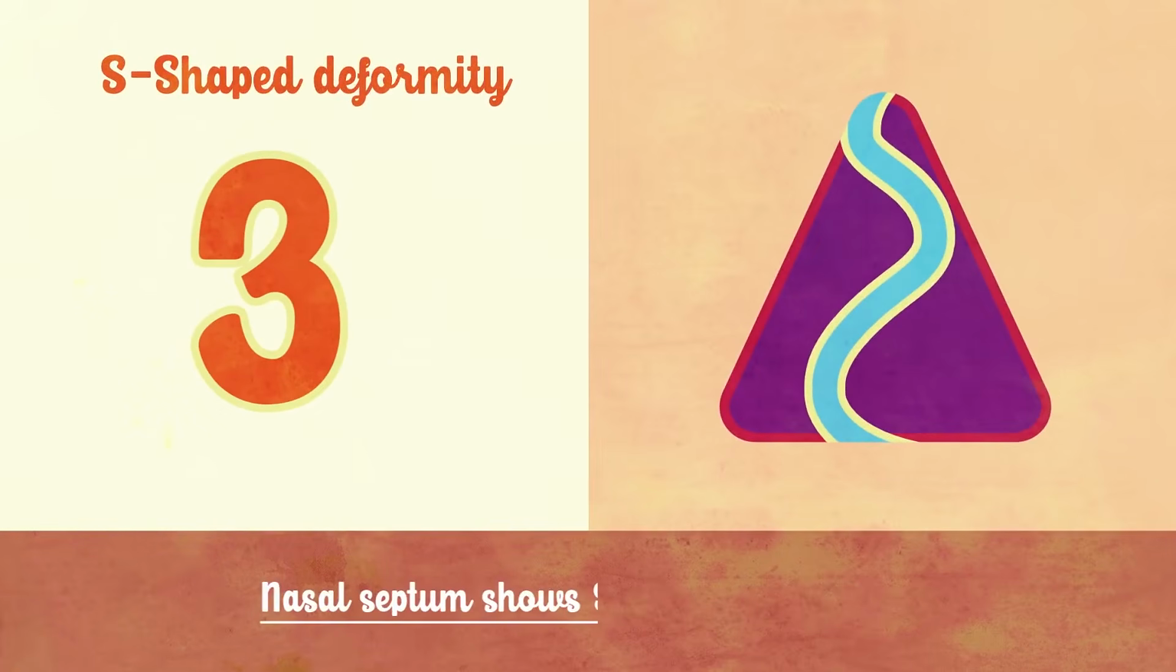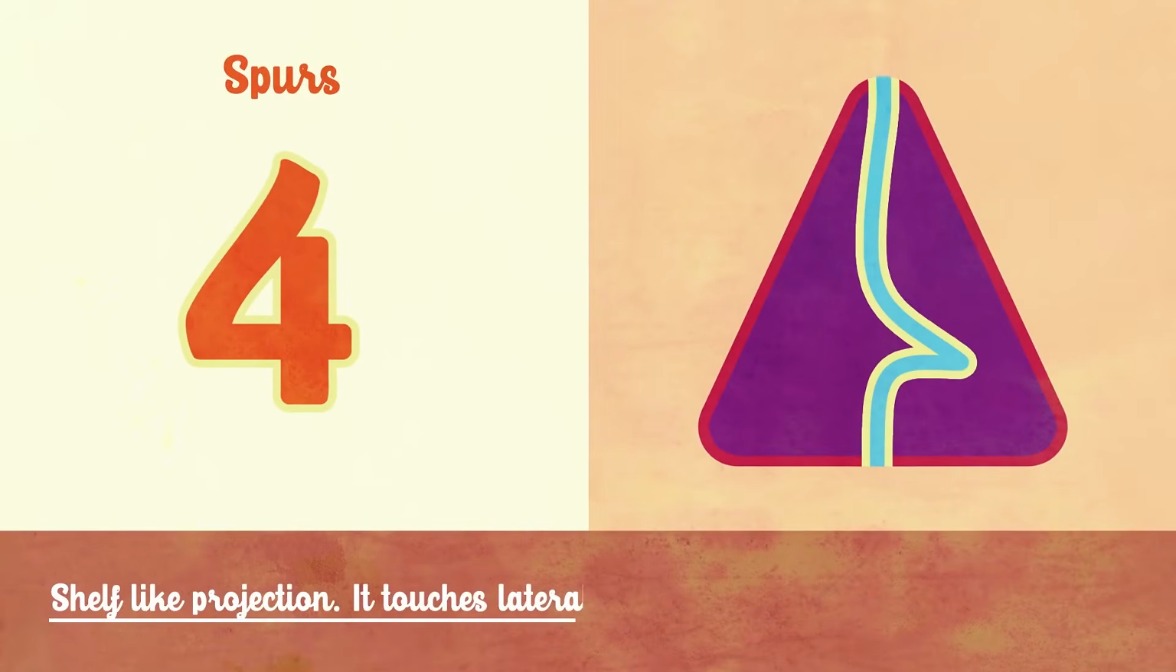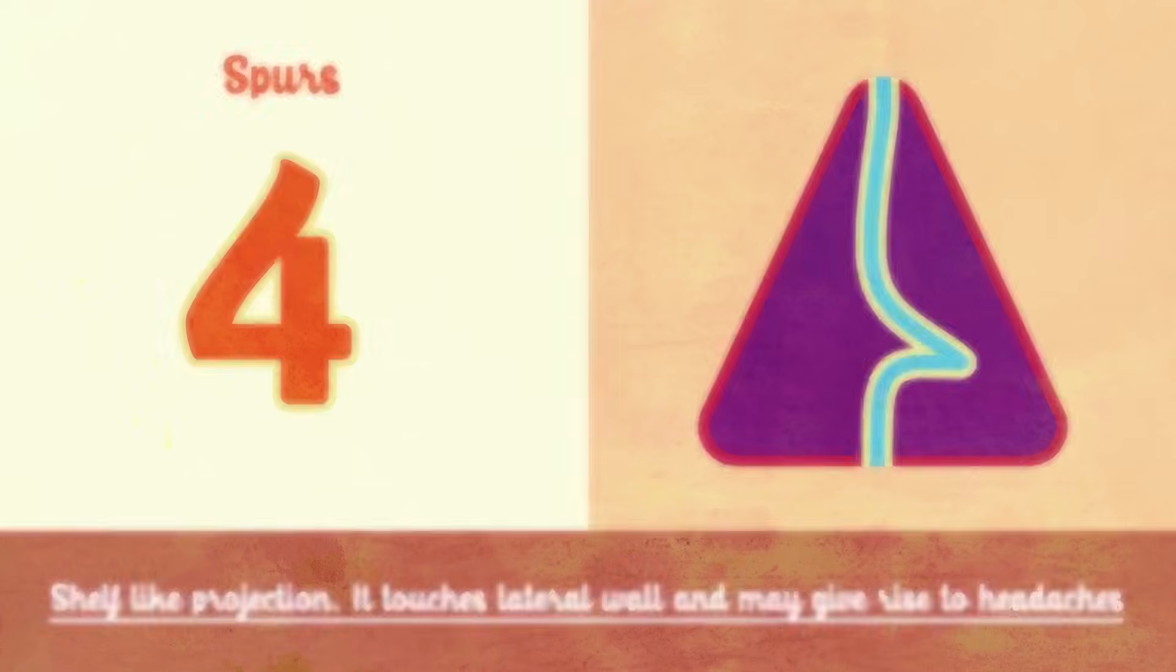3. S-shaped deformity. Nasal septum shows S-shaped deformity. This results in bilateral nasal obstruction. 4. Spurs. Shelf-like projection. It touches lateral wall and may give rise to headaches.